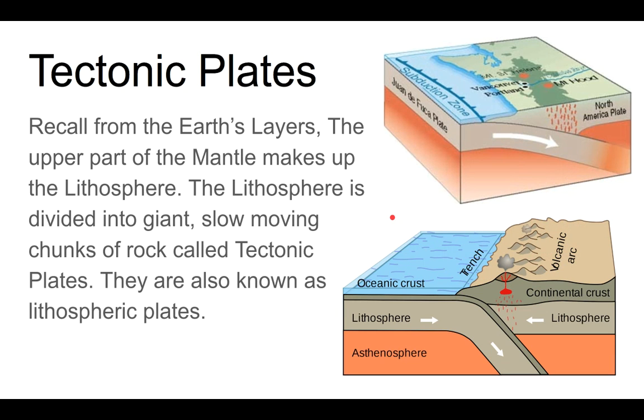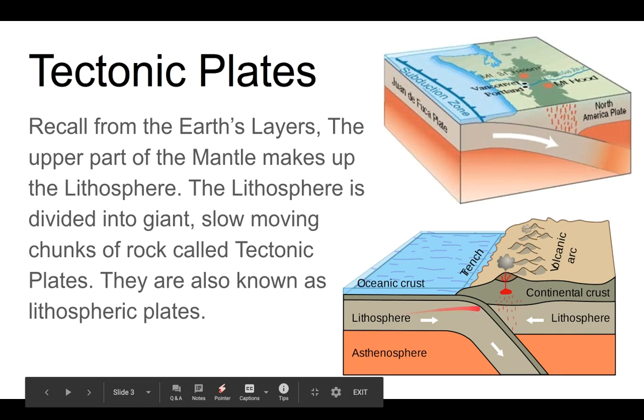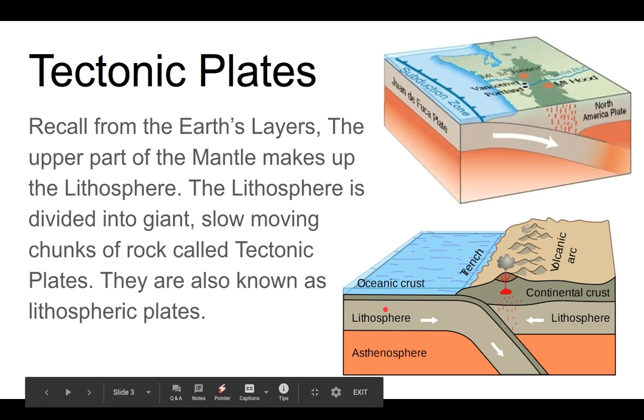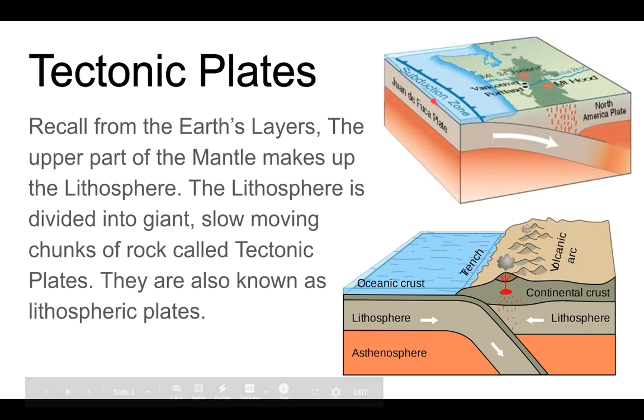Okay, so still on tectonic plates, recall. We just learned about this in the last one. From the Earth's layers, the upper part of the mantle makes up the lithosphere. So this is the lithosphere right here, as you can see. The lithosphere is divided into giant, slow-moving chunks of rock called tectonic plates, and they're also known as lithospheric plates. So like this one would show you two plates being pushed together. You can even see on the top, they actually call it the North American plate. So those are what we're talking about.